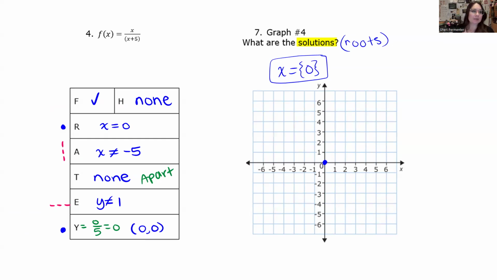Now I'm going to mark my asymptotes. Again, asymptotes are dashed lines because your graph doesn't live there. So I'm going to have a vertical line at -5. So when x is equal to -5, the graph doesn't live there. So I'm going to put a dashed line way over here.